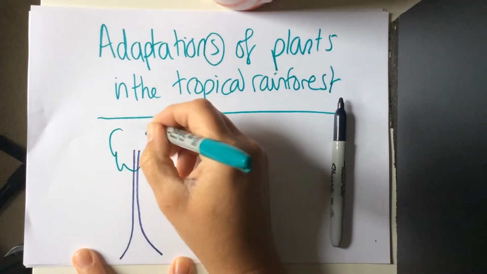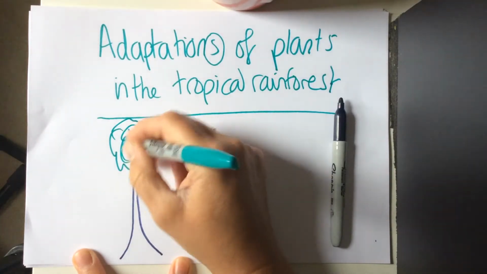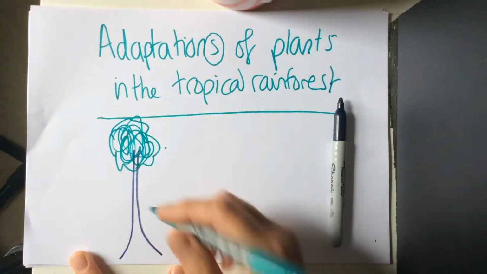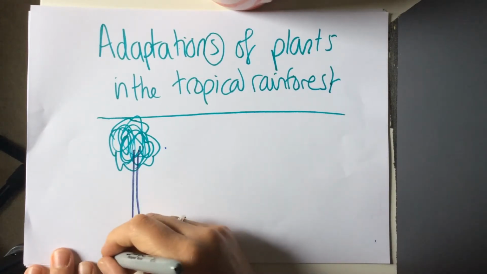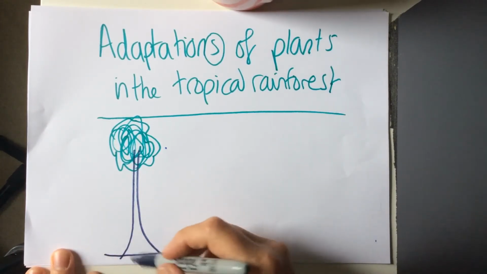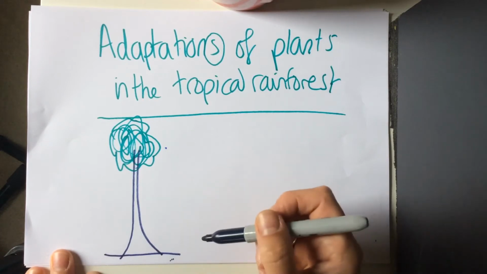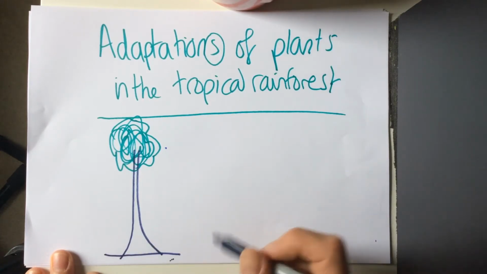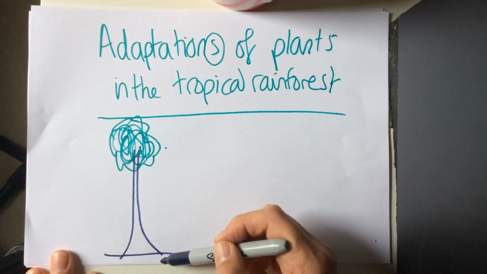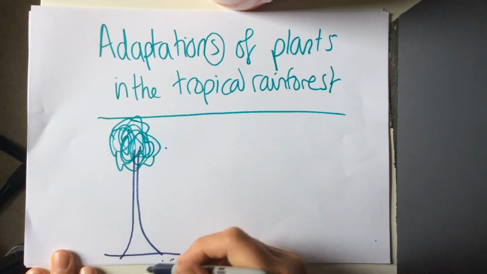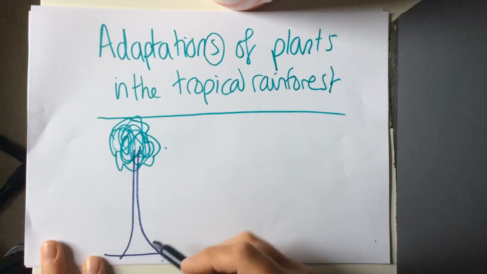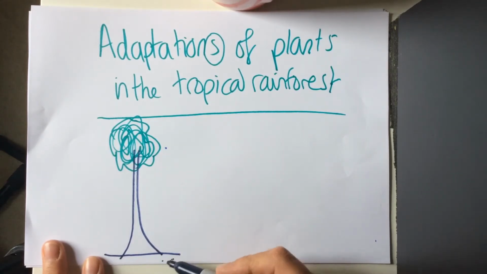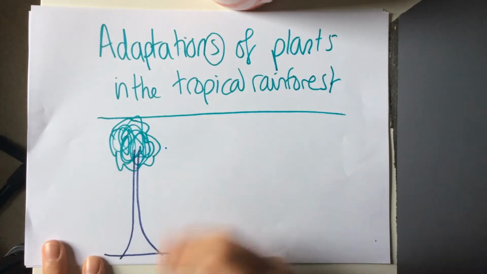So if we imagine, here's our tree, and there are ways that this tree has adapted to survive. Now, if you can remember what we said about the soil in the tropical rainforest, did it have lots and lots of nutrients or not many at all? What was the situation with the soil? Was it very rich or not very rich?